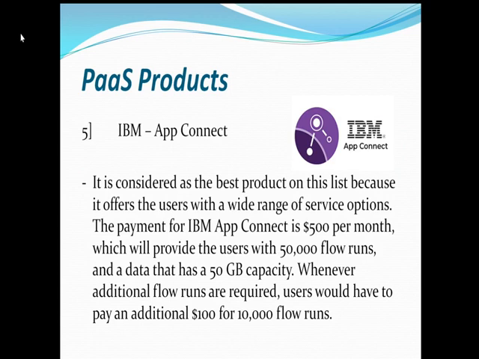It is considered the best product on this list because it offers the users a wide range of service options. The payment for IBM App Connect is $500 per month, which will provide the users with 50,000 flow runs and data with a 50 gigabyte capacity. Whenever additional flow runs are required, the users would have to pay an additional $100 for 10,000 flow runs.